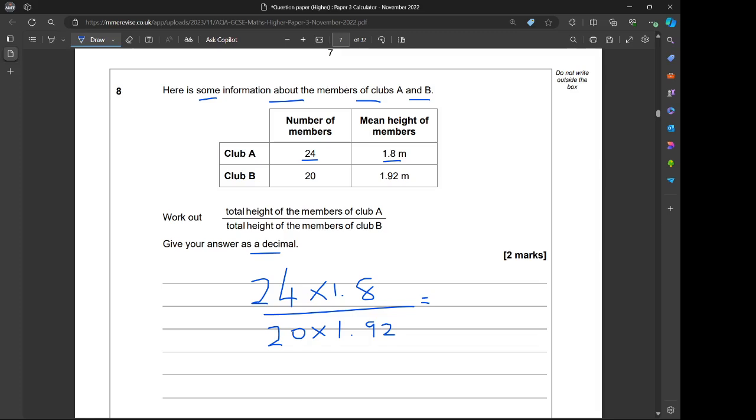Anyone got their calculators in the machine? Can anyone work out for me what 24 times 1.8 is? Sorry, because I haven't got my Casio with me. Well done, Olivia, spot on. So you times them, yep.